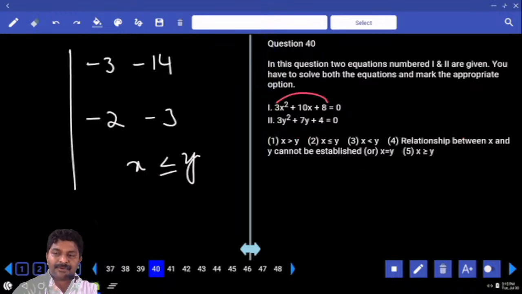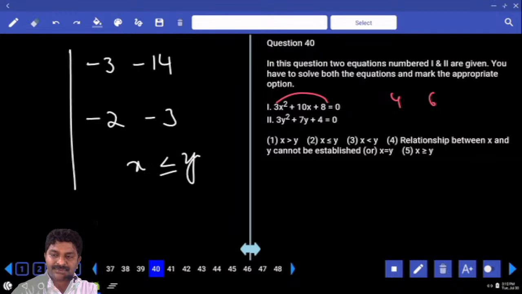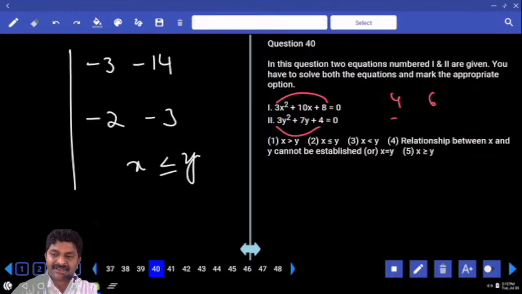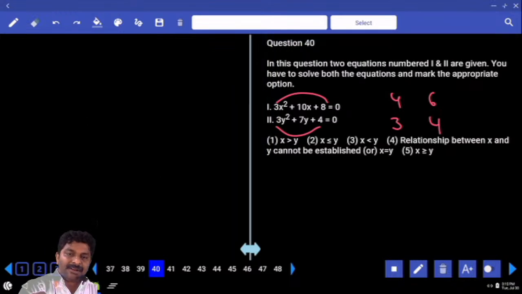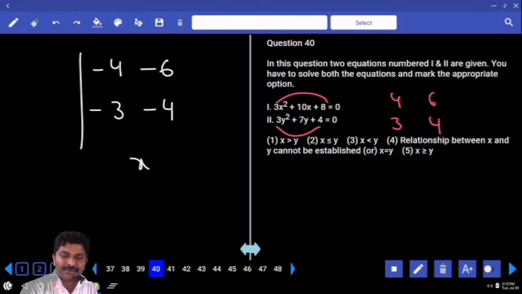8 threes are 24. 24 can be written as 4 into 6, and these numbers by themselves are the combination. Denominators are also not required. Minus 4, minus 6, minus 3, minus 4. X is less than or equal to y.